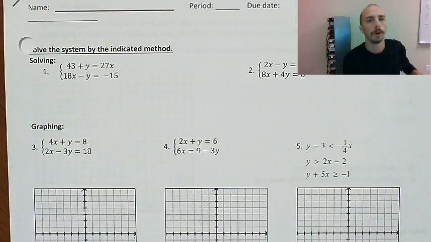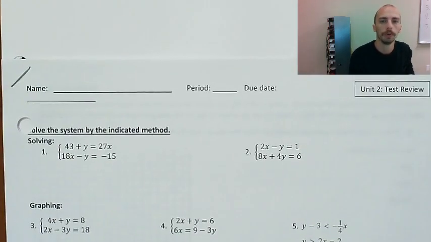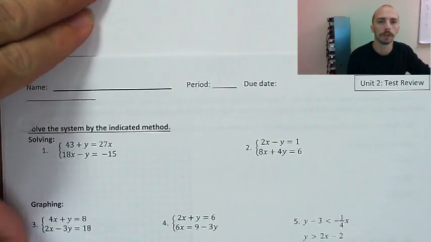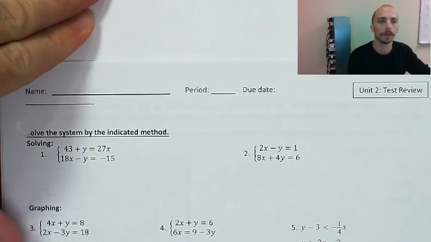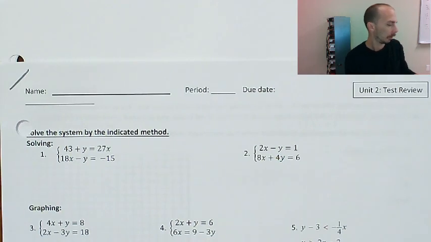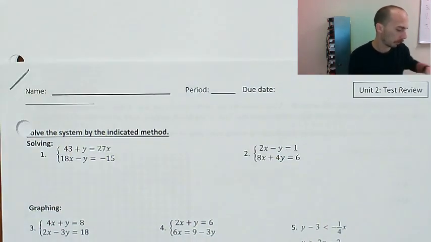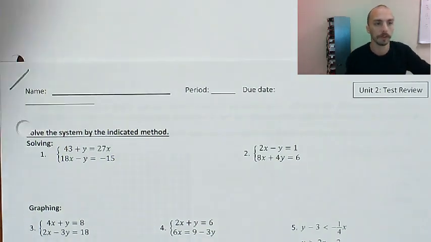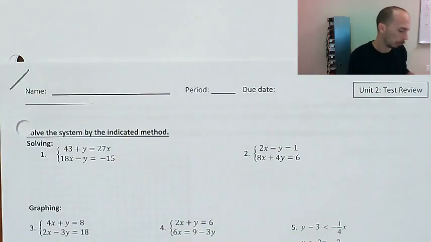Alright, welcome. In this video, I'm going to be working the Algebra 2 Unit 2 test review. So we're going to be practicing our systems of linear equations, our substitution, our elimination with 2x2s, with 3x3s, with systems of inequalities, all that good stuff. So we're going to start off with just solving a couple of systems, just the old way, right?